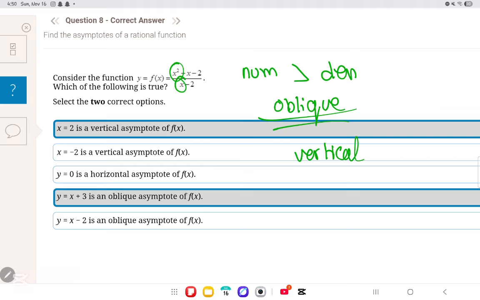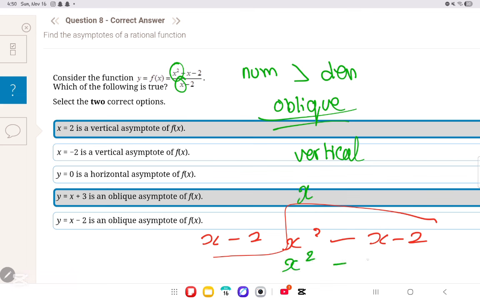So how do I find my oblique asymptote? I'm supposed to divide: x squared minus x minus 2, divided by x minus 2. X squared divided by x is x. X times x is x squared. X times minus 2 is minus 2x. Change the signs. Now minus x plus 2x, that's x. Now x divided by x is 1.